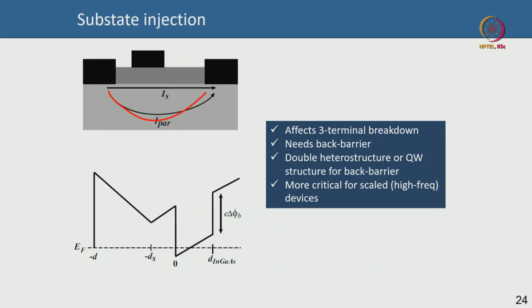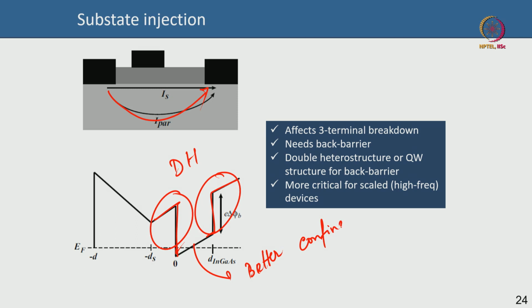I already said that for substrate injection, the buffer leakage should be as low as possible. So, you want a double heterostructure, there is a heterostructure here, there is a heterostructure here, because there is a barrier from here and a barrier here, you get a better carrier confinement, which means your channel control will be better, and more importantly, with regard to substrate injection, your electrons will not be able to spill from source to the drain side through the buffer.